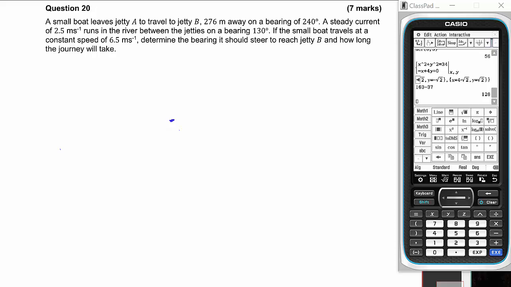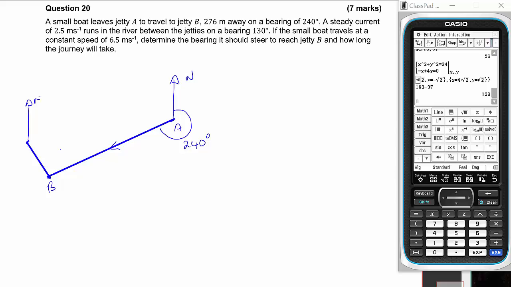Okay, so let's start the diagram with A here and north. Okay, so 240 is down there. So we've got 240. And this is where B is. And this is what the boat absolutely has to do. However, there's a current coming this way.